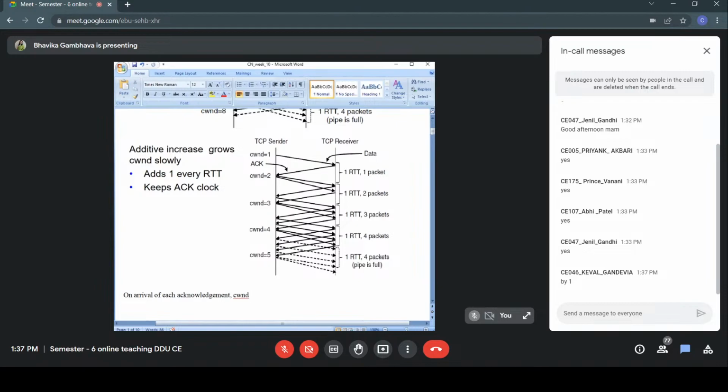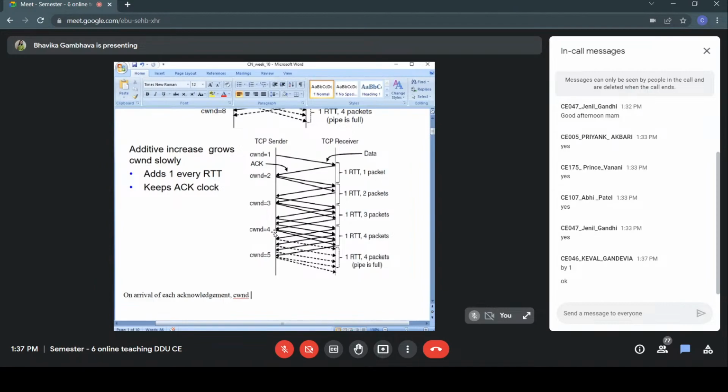Not by 1. Okay, well, if we increment by 1, that means here we have sent 3, congestion window is 3. So we have sent 3 segments, and on arrival of each acknowledgement, if we increment it by 1, then it will be 4, 5 and 6. That means it will be 6 after this RTT, if you increment congestion window by 1 on arrival of each acknowledgement.